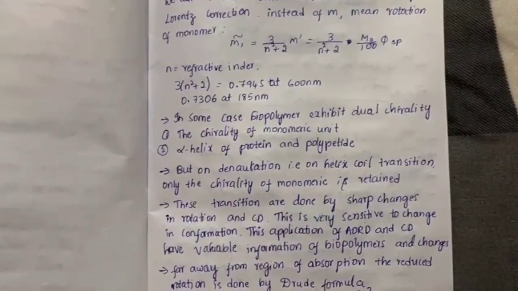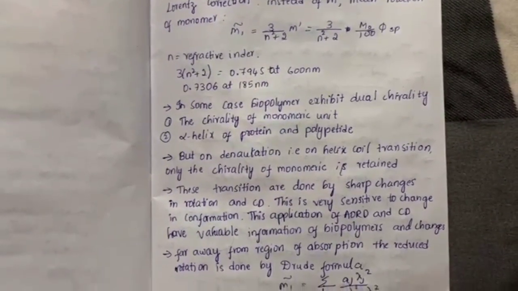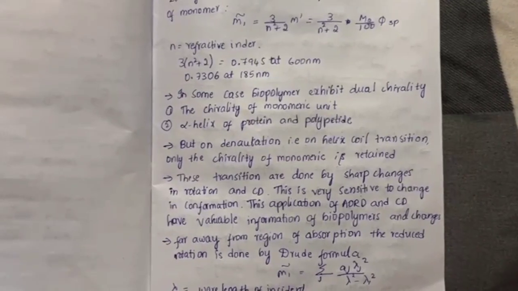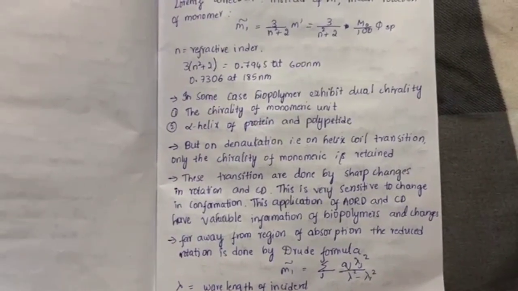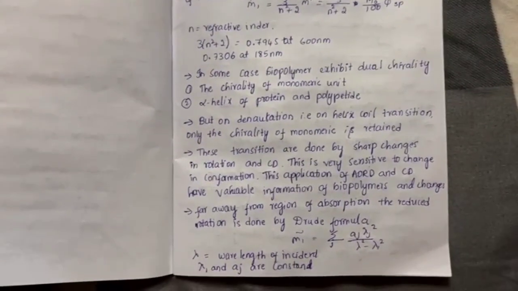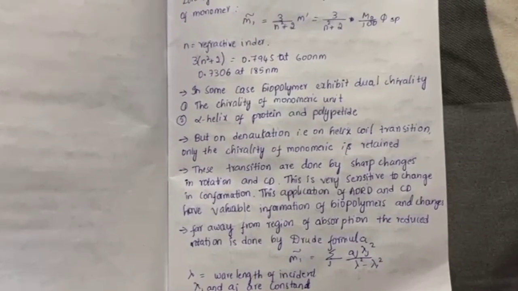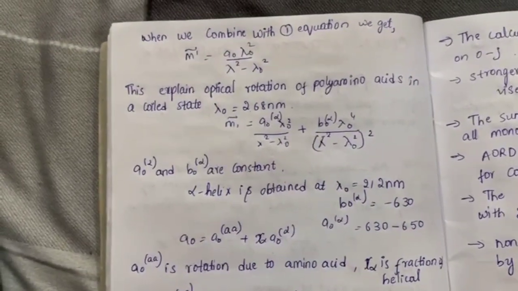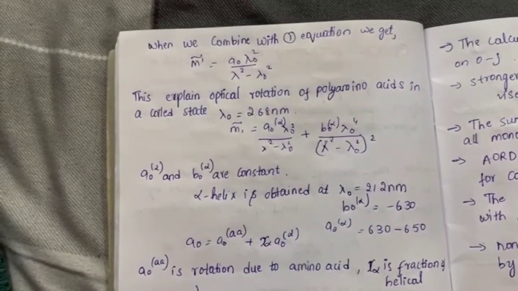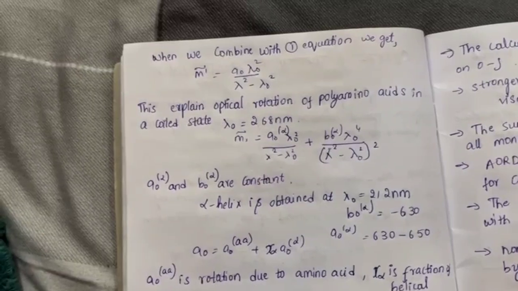Far away from regions of absorption, the reduced rotation is given by the Drude formula, that is M naught is equal to the summation of A j lambda j to the power of 2 by lambda square minus lambda j square. Lambda is equal to the wavelength of incidence. Lambda j and A j are constants. When we combine with equation 1, we get M dash is equal to A naught lambda naught square by lambda square minus lambda naught square.